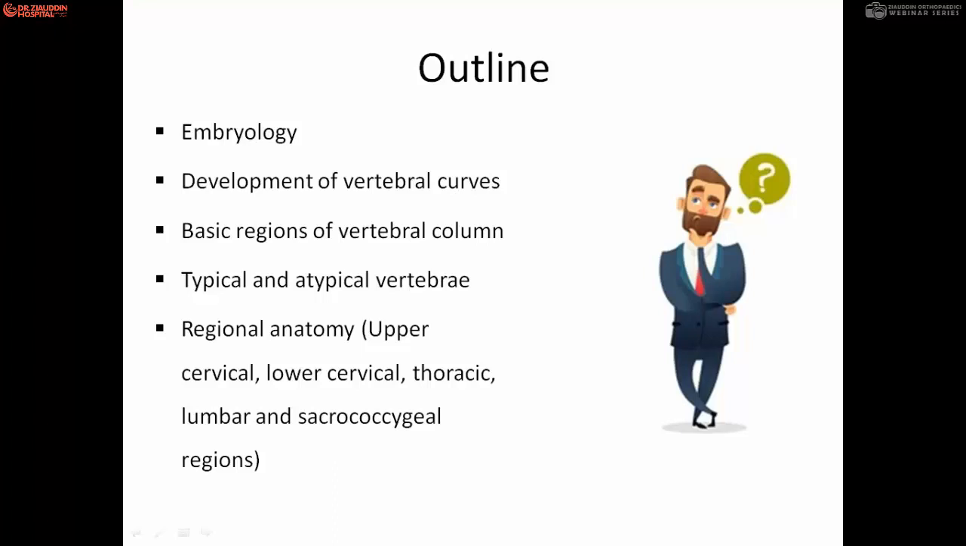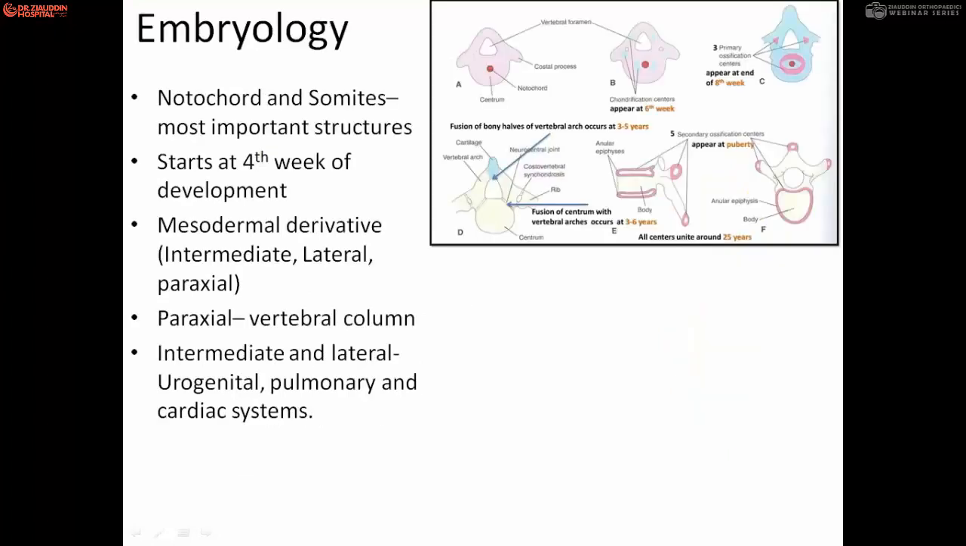of different vertebral curves, which include primary and secondary curves. The basic regions of vertebral column starting from cervical, thoracic, lumbar, and sacral regions, the difference between typical and atypical vertebra, and then the detailed regional anatomy of upper cervical spine, lower cervical spine, thoracic, lumbar, and sacrococcygeal regions. In the end, we'll be touching also all the ligaments and joints that are in the vertebral column. And the last, we'll discuss arterial and venous supply of the spine.